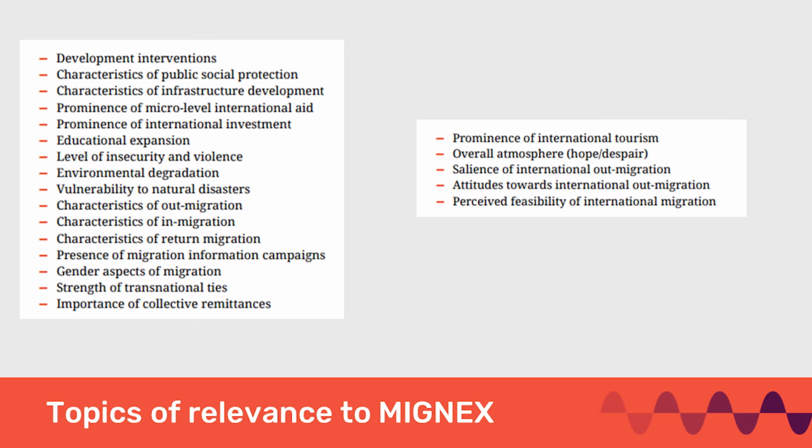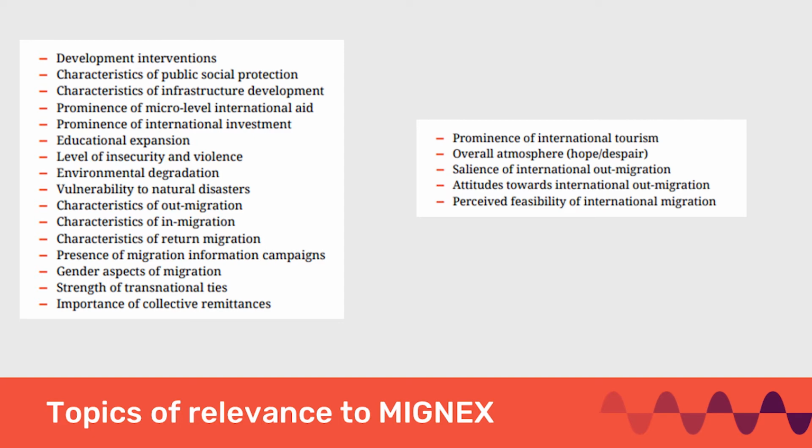There's also migration-specific things that we're looking into, so characteristics about migration, of in-migration, of return migration, and the salience in general of international out-migration as well. We also would like to tap into attitudes towards international out-migration and the perceived feasibility of international out-migration in the research area. And then there are some specific issues related to presences of migration information campaigns, so whether we see any of those, whether anyone we speak to maybe knows what they even are.